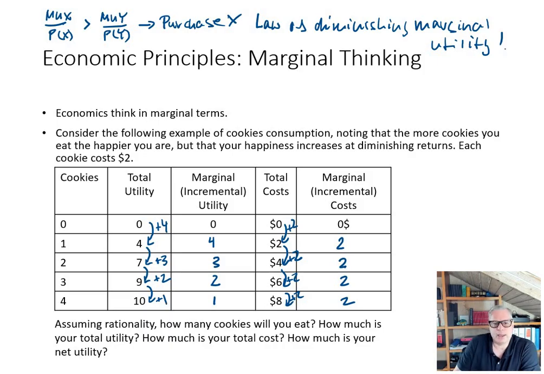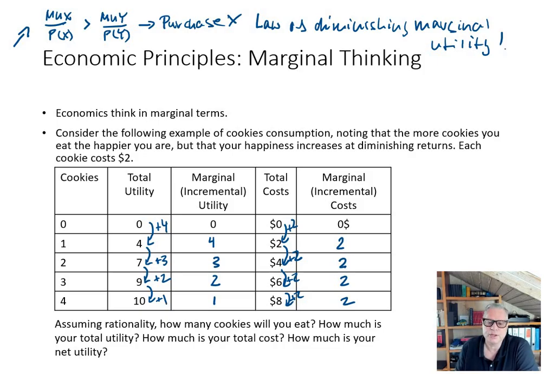By the way, this logic here doesn't apply now because we don't compare two goods. We only focus on one good. But it's a very similar thinking. It is still marginal thinking. Okay, so how many cookies will you eat?